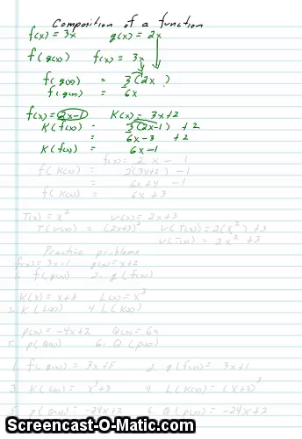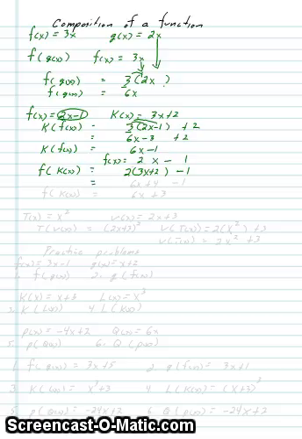Now let's do f of k of x. So now we're going to take the f of x function, which is 2x minus 1, and in place of the x, we're going to substitute 3x plus 2. So we have 2, in place of the x, a parenthesis, minus 1. In that parenthesis, we're going to substitute 3x plus 2, the k of x.